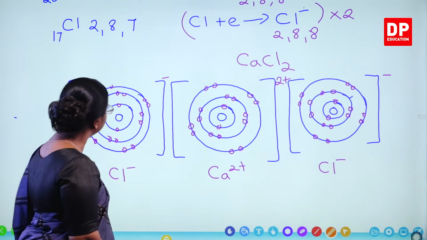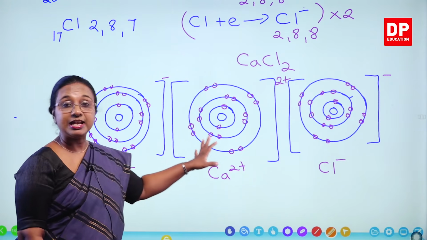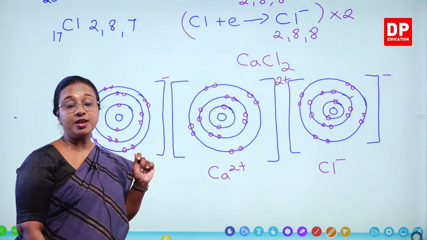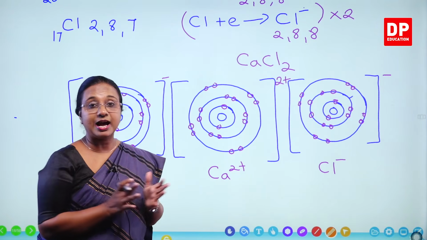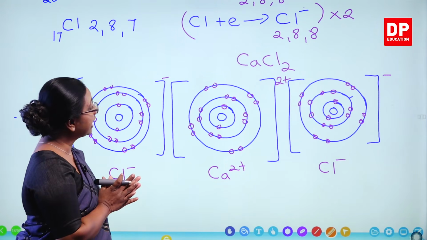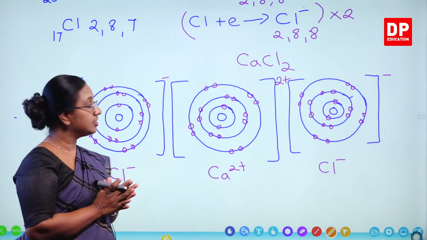You don't have to use different colors. Here I have used them so that it's more clear to you all. When you draw, you can just use the normal color. Just one color is fine. So that is calcium chloride. Can you all understand that clearly, students?